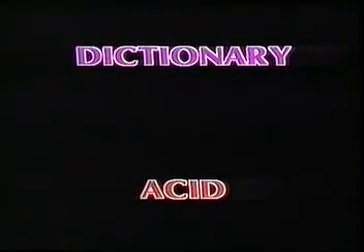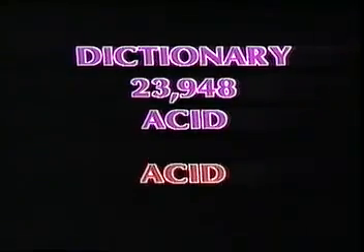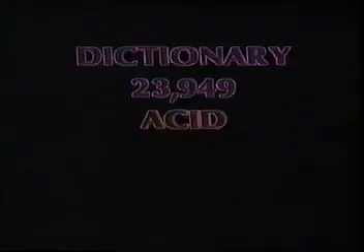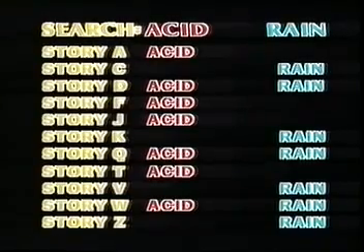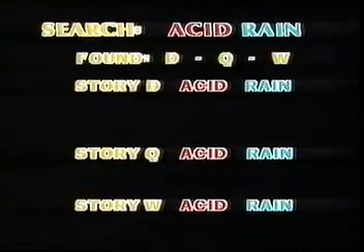We call it the dictionary. And it says, oh yeah, I've seen that word 23,948 times before. Here's 23,949, and I'm going to store it over there. Then if you say you want to do a search on acid and rain, it finds all of the places that it stored acid, all of the places that it stored rain, does a sort, determines which one of those stories contains both words, and then narrows it down.